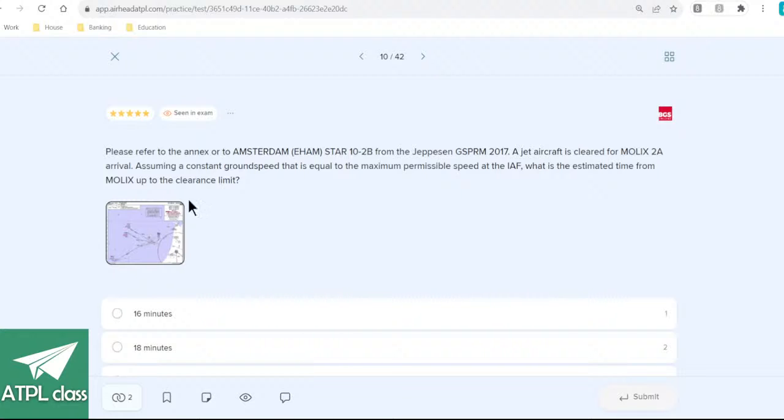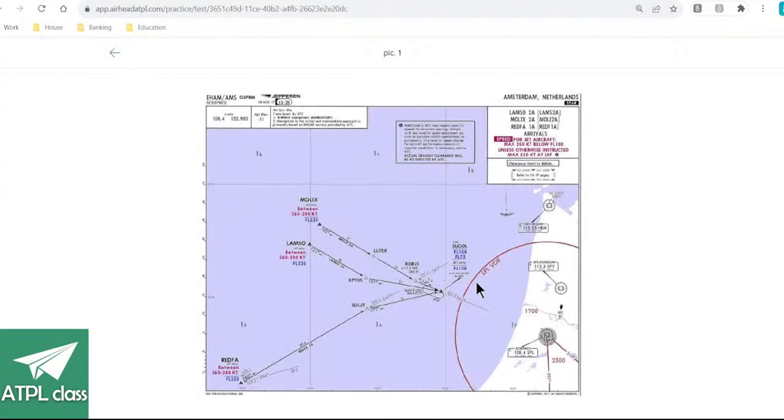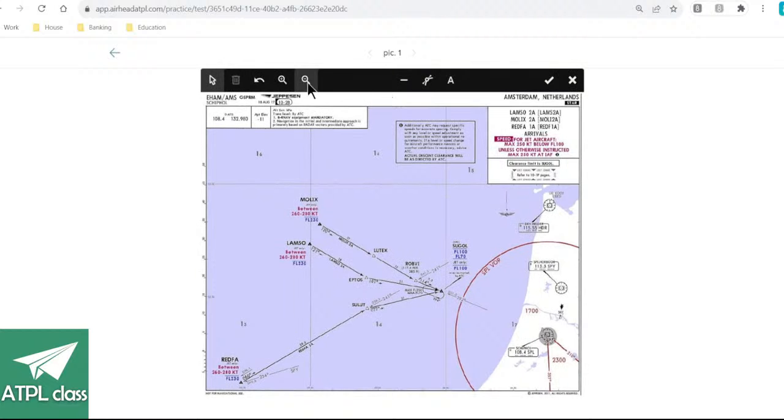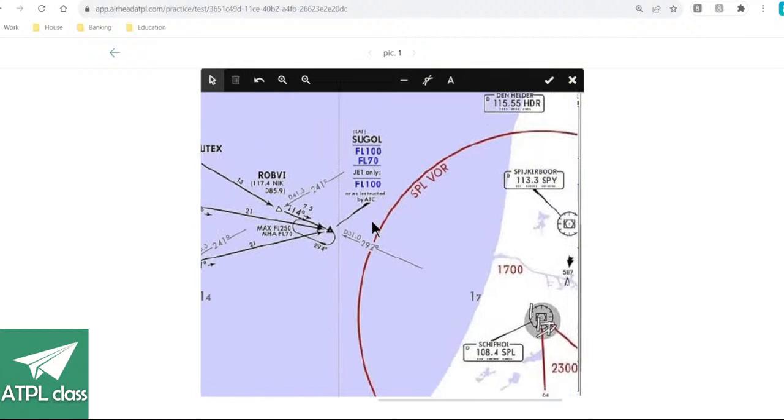Refer to the annex, Amsterdam STAR from the Jeppesen chart. The jet aircraft is cleared for the Mollix 2 Alpha, assuming constant ground speed that is equal to the maximum permissible speed at the initial approach fix. What is the estimated time from Mollix to the clearance limit? Mollix, so we're looking for maximum speed at the IAF. So the IAF here is Sugal. Okay.